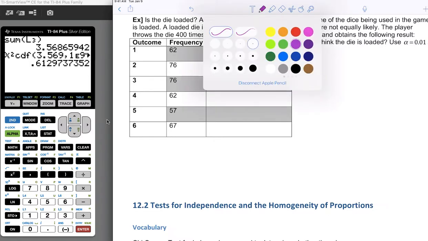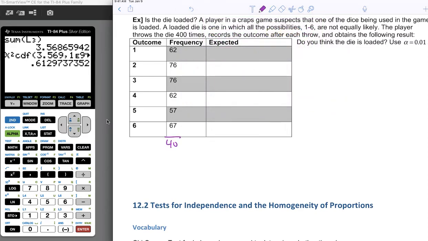It says he threw the die 400 times. So these frequencies, I'm going to assume they add up to 400. And now let's think about the expected counts. When you have a standard die, you assume you have an equally likely chance of getting any of the outcomes. So the number of times he should have gotten a 1 should be 1/6 times 400.